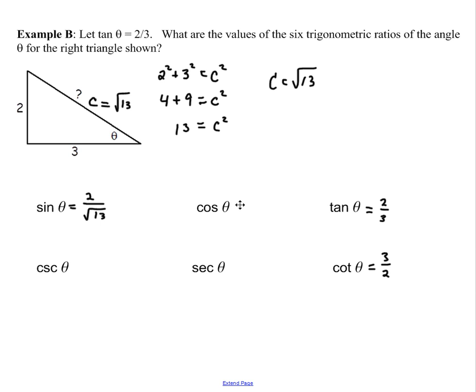For cosine, similarly, we take the length of our adjacent side, which is 3, and divide it by the length of our hypotenuse, which is the square root of 13. For cosecant, we take the reciprocal of our sine ratio. So in this case, that's the square root of 13 divided by 2. For secant, we get the reciprocal of cosine. So in this case, that's the square root of 13 divided by 3. And we're done. More in the next section.